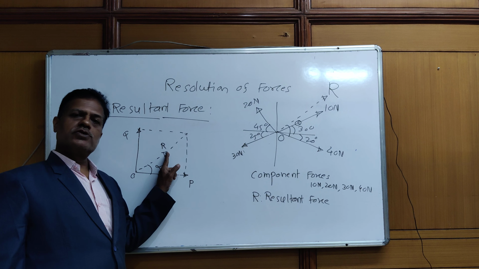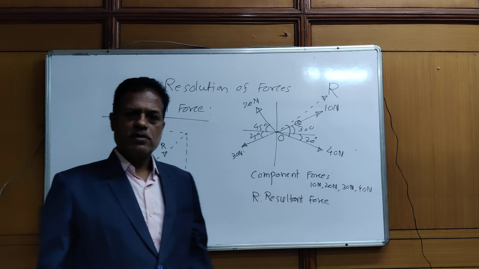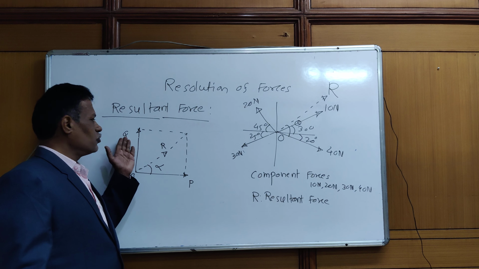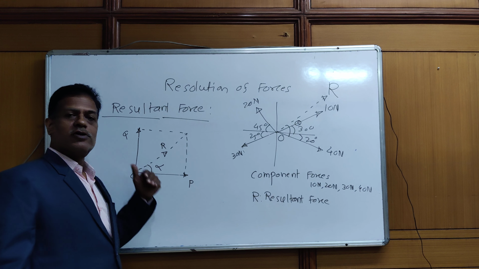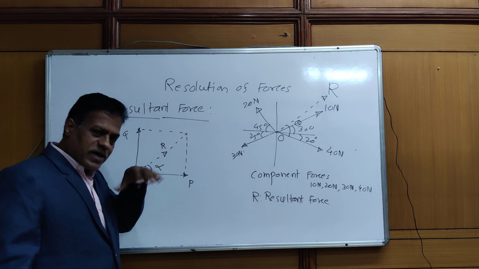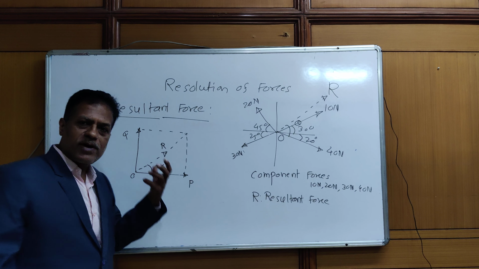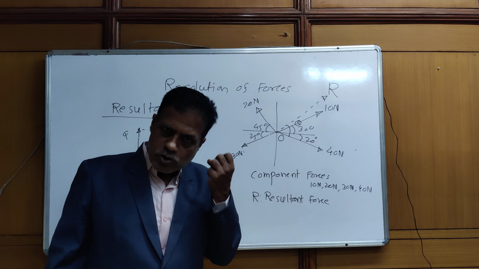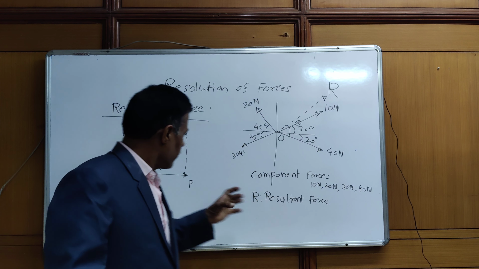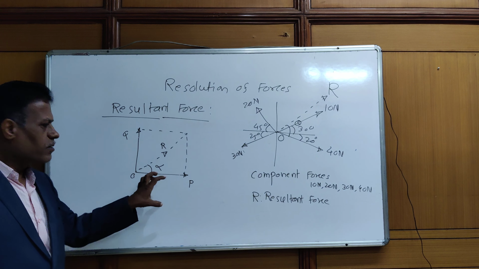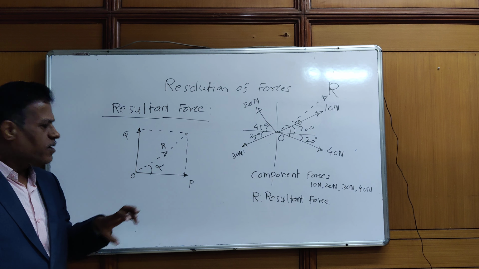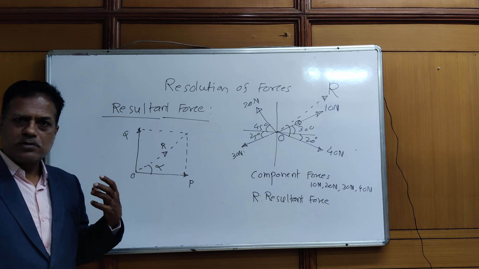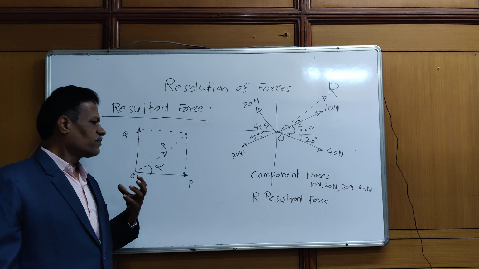In case of resolution, this is a very important concept. What should be the direction of the components? Here P and Q are the components of R. Vice versa, P and Q can be combined to get a single resultant force R. So R is the resultant of P and Q, whereas P and Q are the resolved parts. P and Q are the component forces. P and Q is the resolution of R. Got the concept of resolution of forces? Okay.